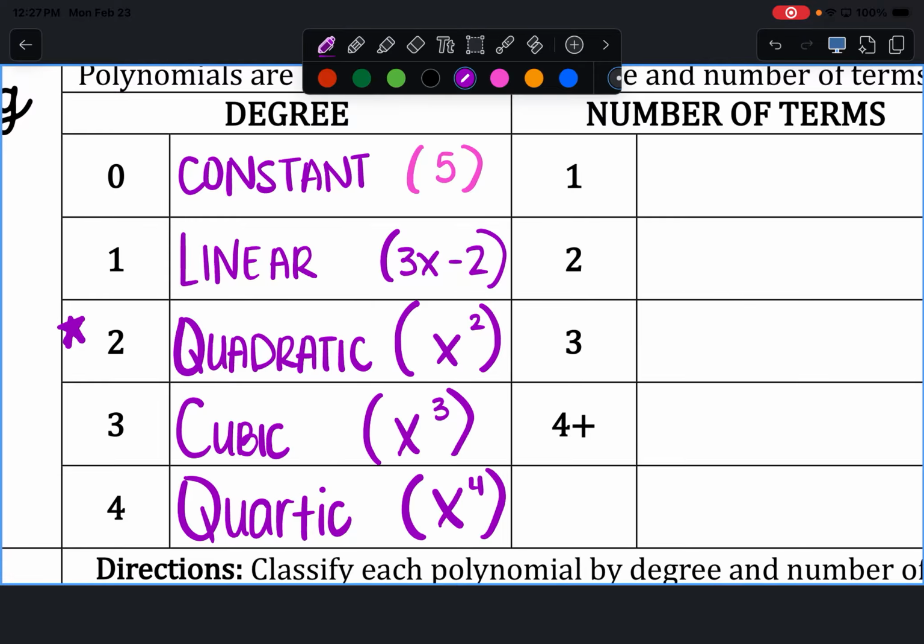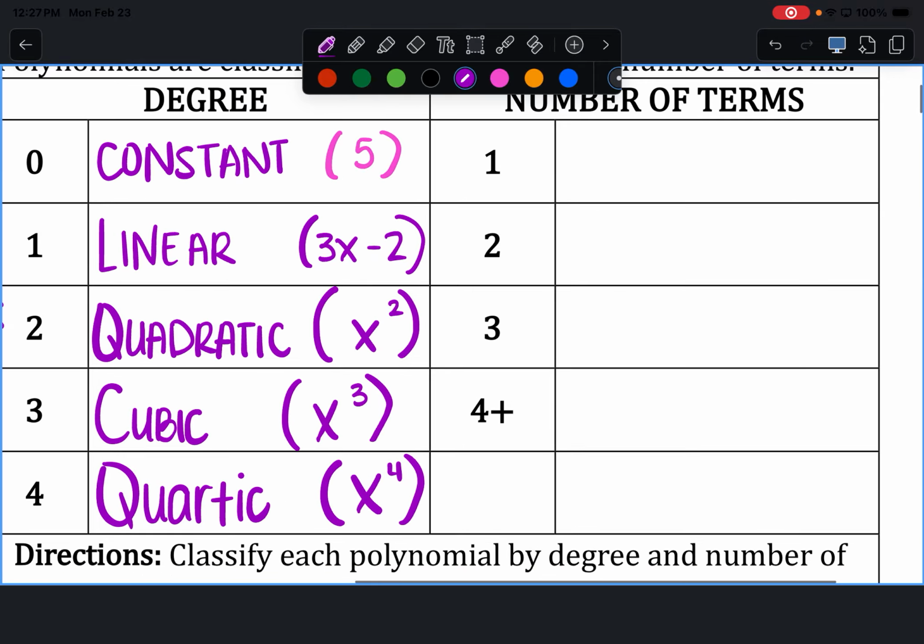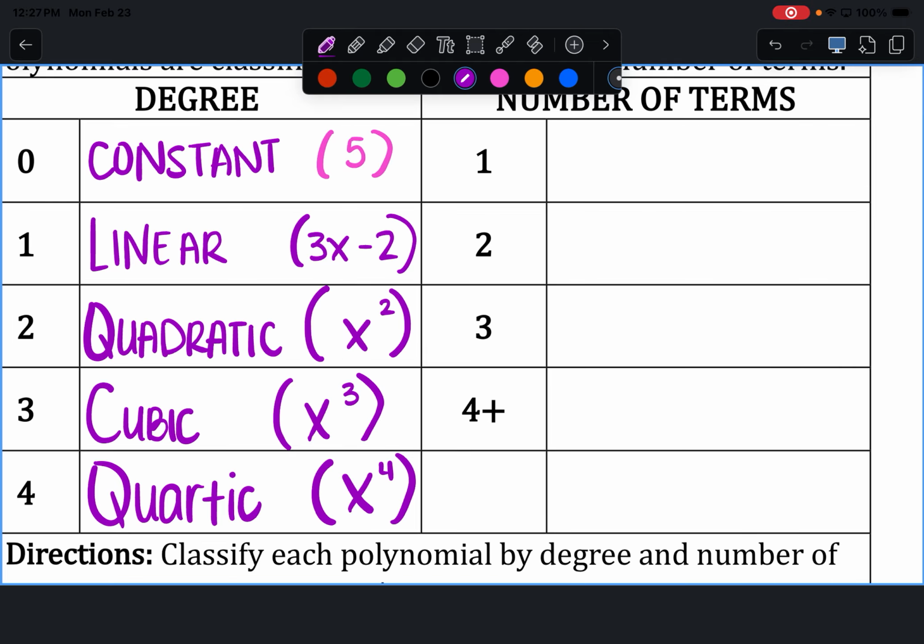Now, for the number of terms, if it is 1 term, it is called a monomial because mono means 1. It is 1 term, so we could have like 3x. It could be 3x squared. It could be negative 12,000 x to the 57th power. But as long as it is just 1 term, it is a monomial.